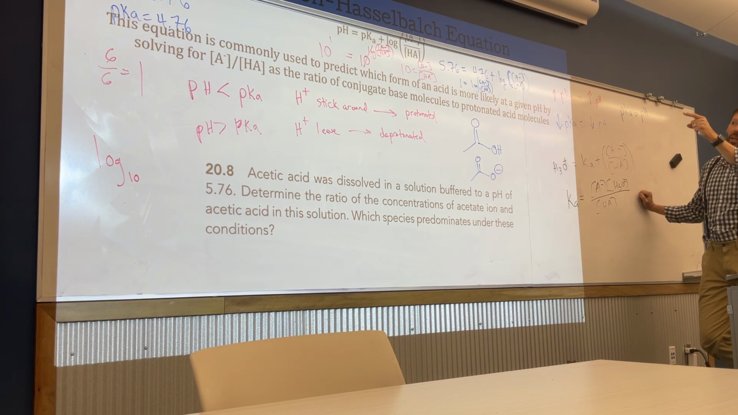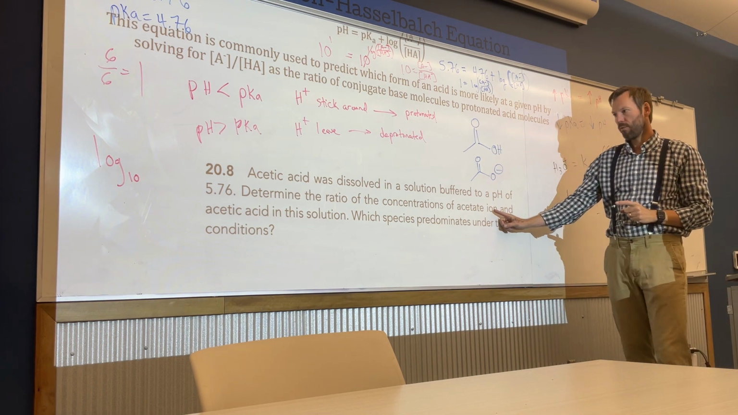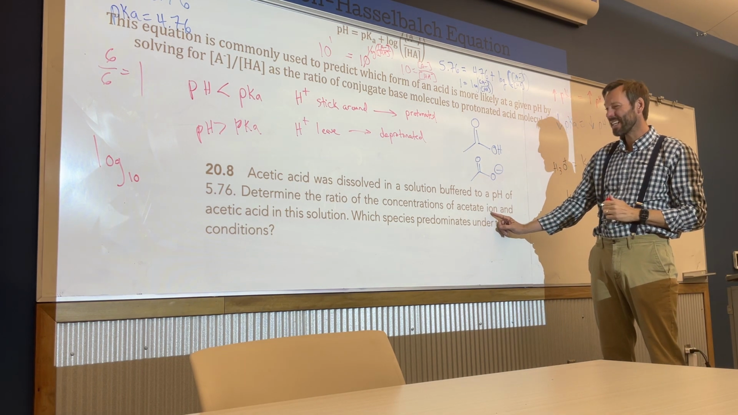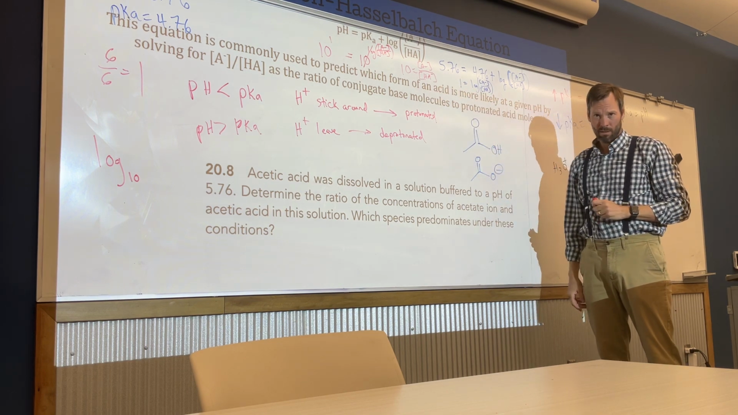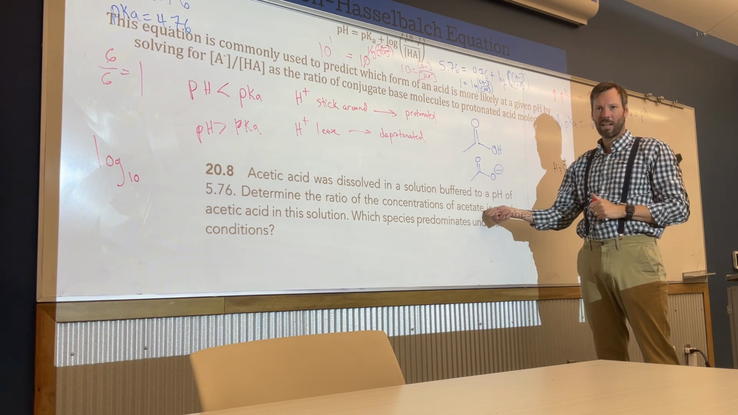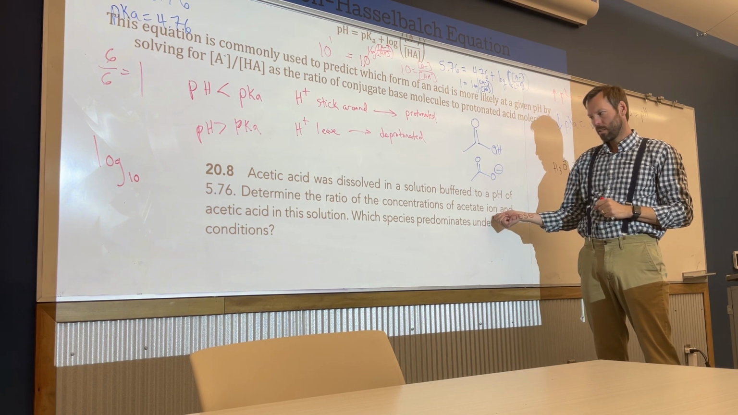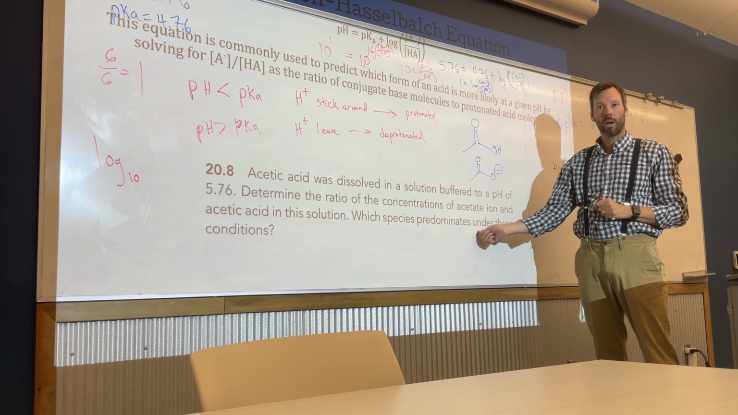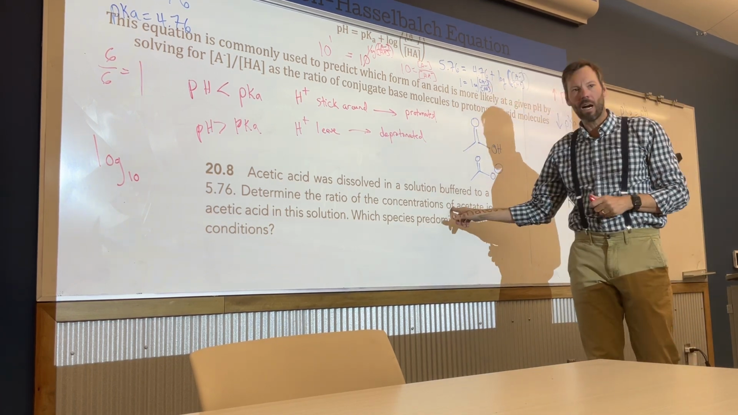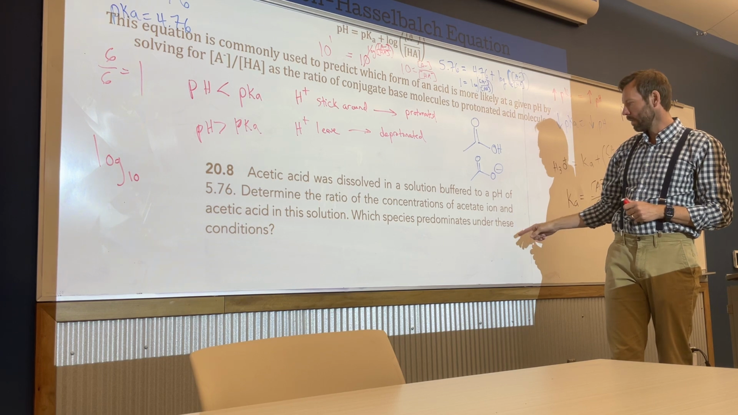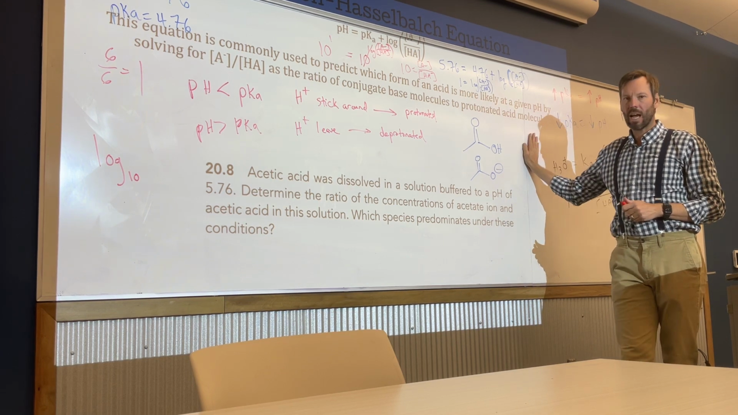So for every protonated version, every acetic acid we have, we're going to have 10 deprotonated acetate ions. And that's going to predominate. We're going to have 10 times as many acetate ions as we would acetic acid.